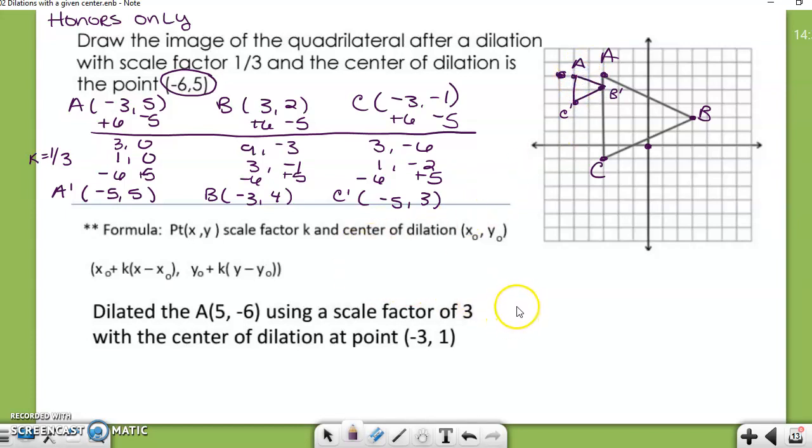So if you follow the same process, I want you to pause the video and try to do the same with this one. When you come back, see if for A prime, you end up with these coordinates.